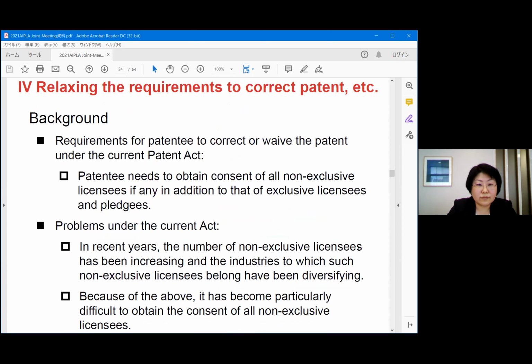The second revision point, relaxing the requirement to correct the patent.